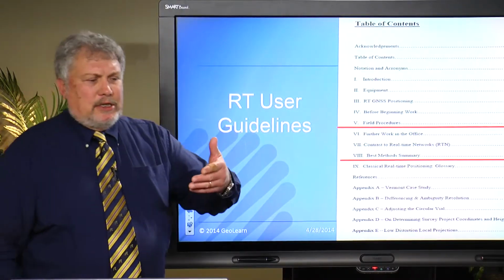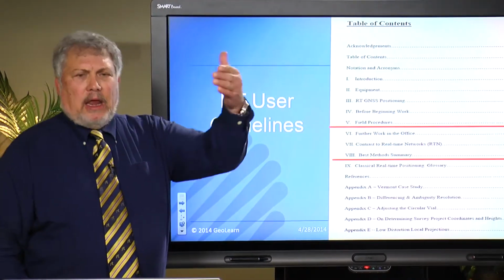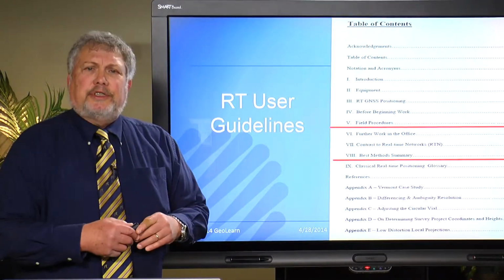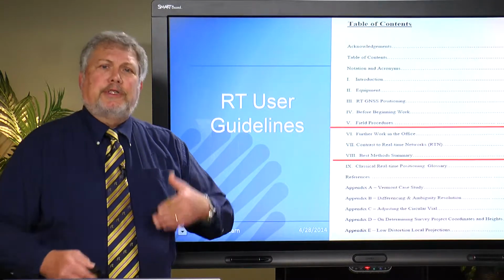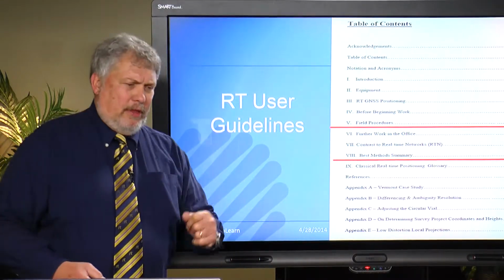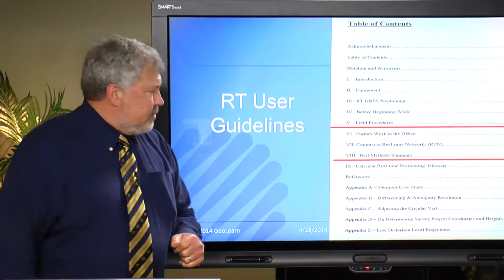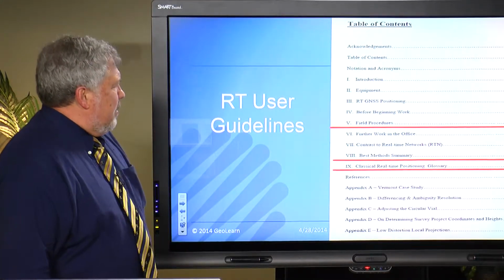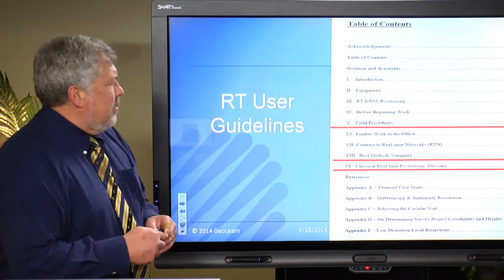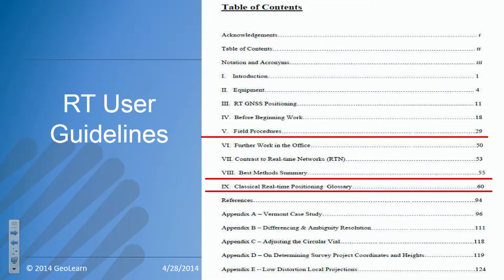That summarizes all the highlights of the whole document into one chapter. So those more experienced users can go there and say, oh yeah, I thought of that, or I didn't think of that. So it's a good thing to look at. And then they might want to thumb through the real-time positioning glossary, which is not the NGS geodetic glossary, but at least it was compiled for real-time positioning.